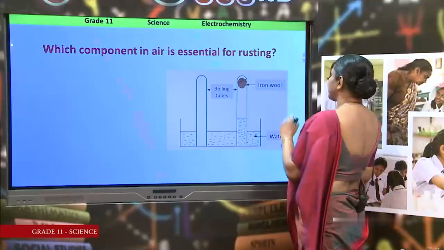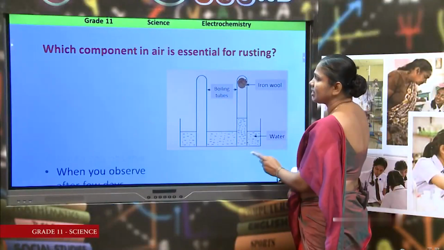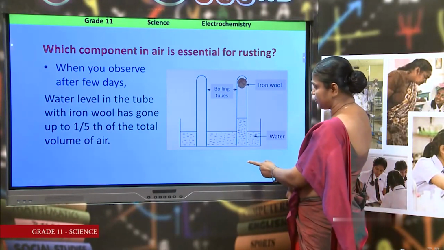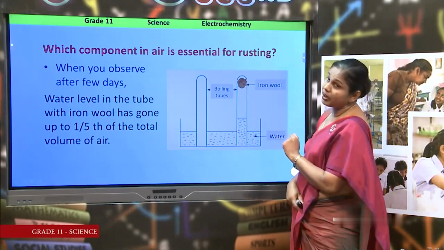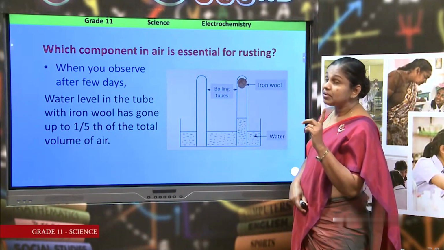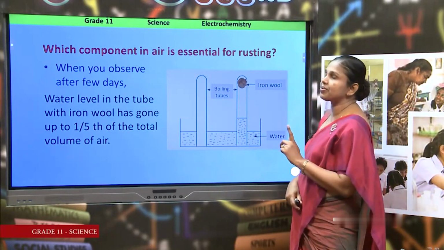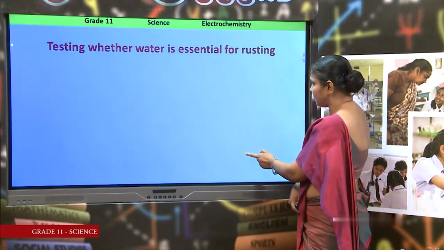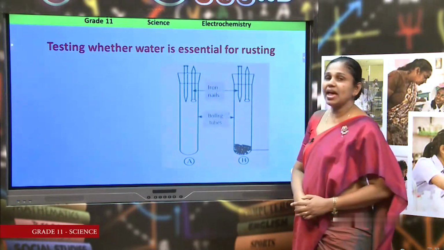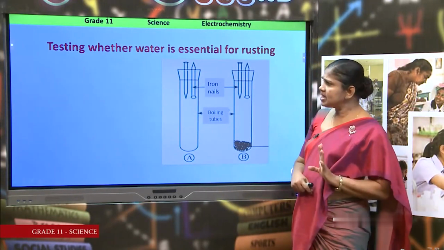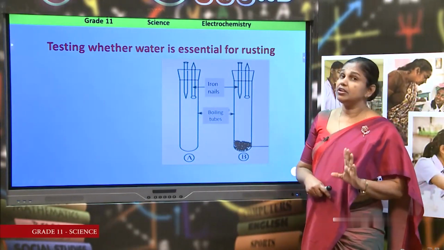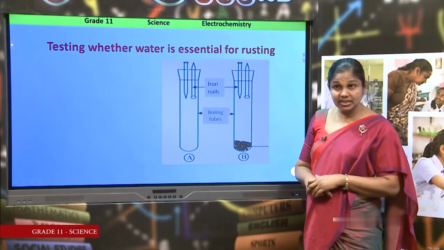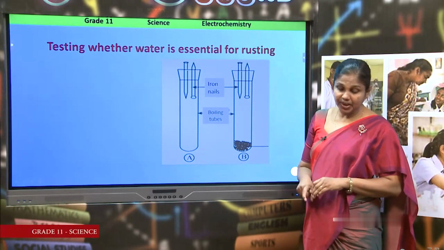Understood, children? Right. These are the observations that I explained to you, and this is how we decide which gas is really used for rusting. Right. Now we are moving to another activity. This activity is done to test whether moisture or water is essential for rusting.